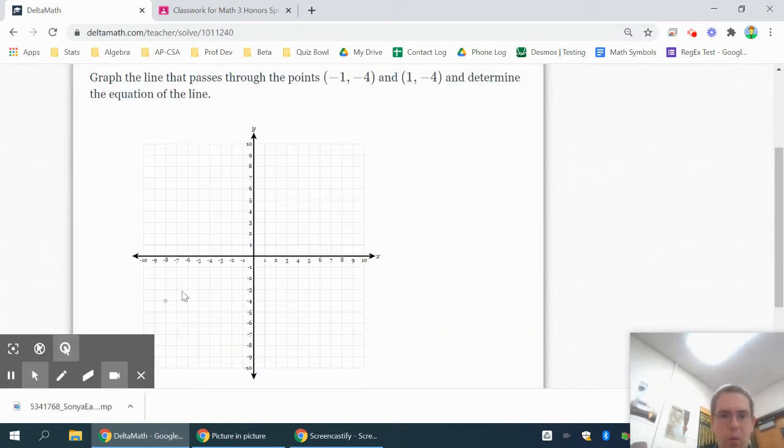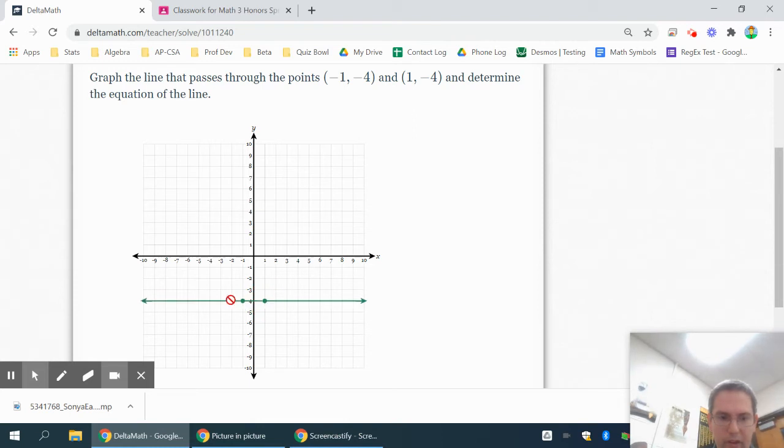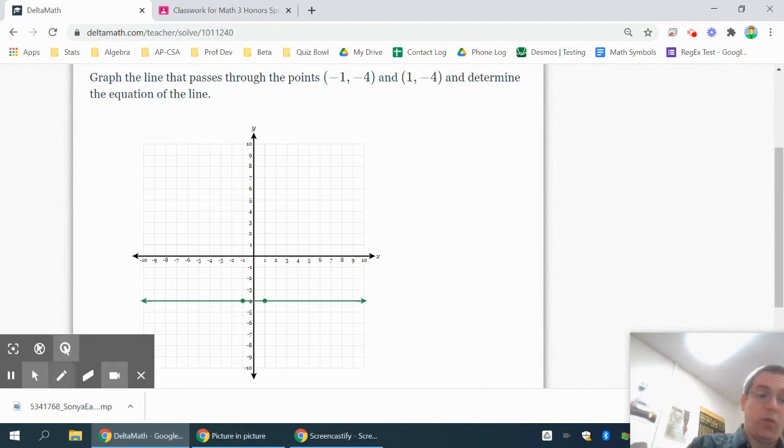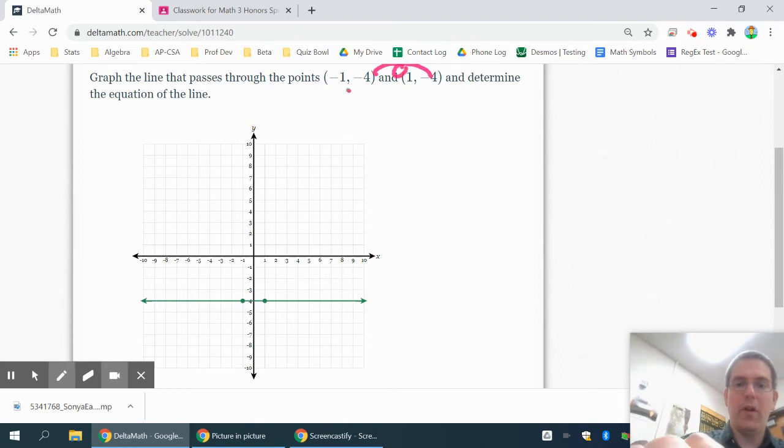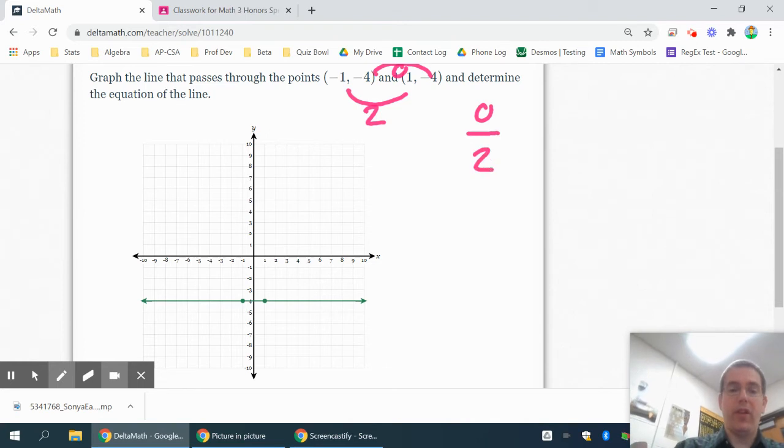Okay, this one I have the point negative 1, negative 4. And I also have positive 1, negative 4. So just click and graph those 2 points, and there you have them. Now notice that on this one, it's a horizontal line. And if I would have compared the distance, that would have been up 0 and over 2. So that would have given me a slope of 0. Or I can say a horizontal line is a slope of 0.